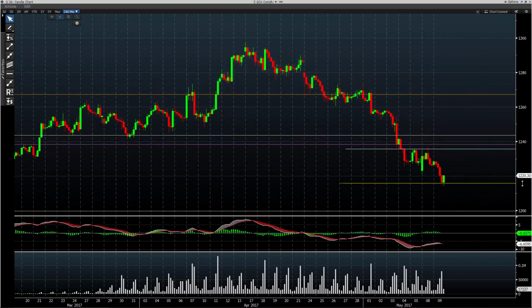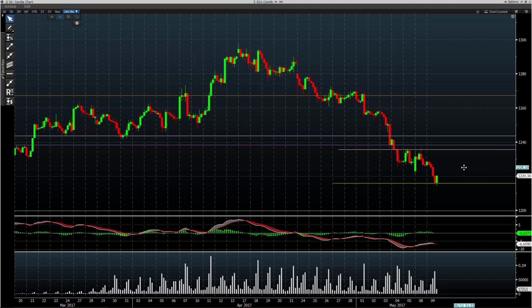As I'm talking, gold's just sitting right at this 1220 level. So we'll continue to check in on it.